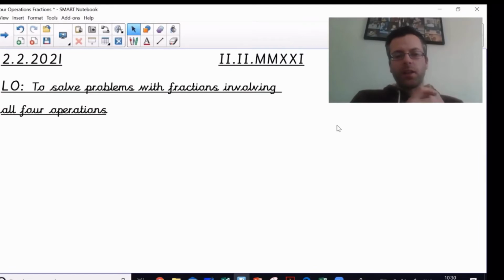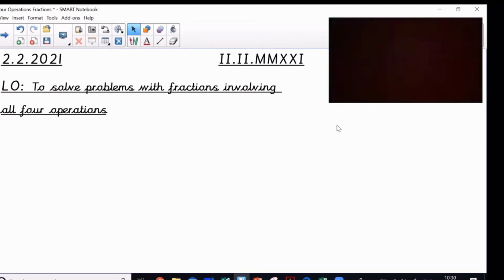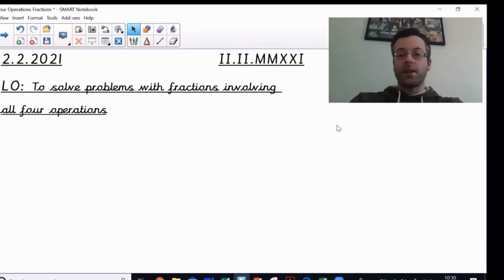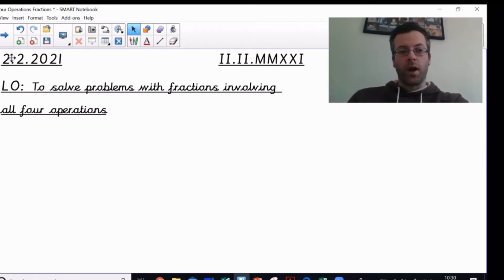Okay, Year 6. So, as we said, we are looking at solving problems with fractions involving all four operations. So, that means we're adding fractions, subtracting fractions, timesing fractions, and dividing fractions. So there's hopefully nothing massively new today, but I just wanted to give us all a reminder about how to do it and why it works.